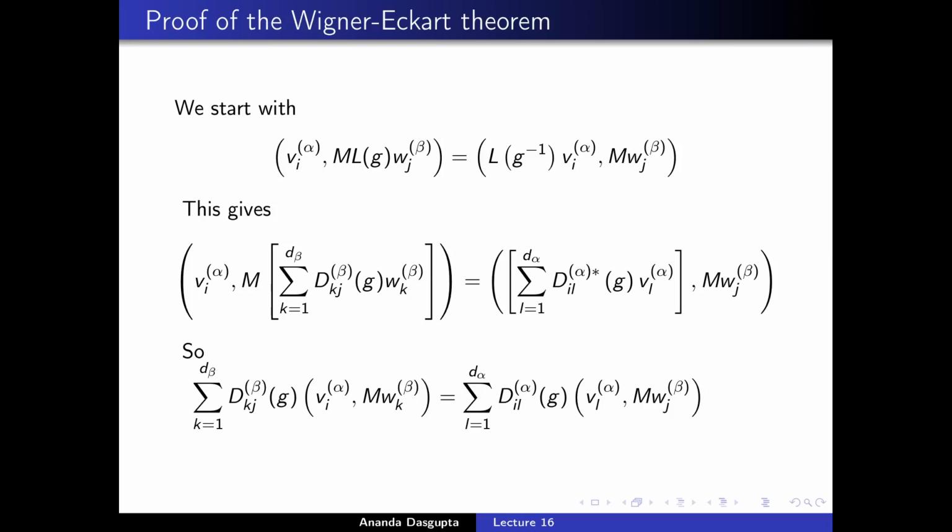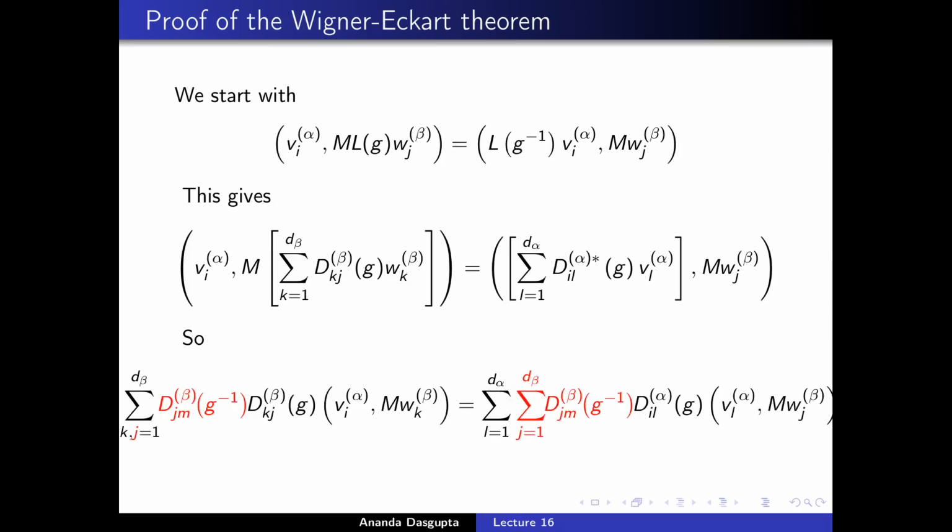On the right hand side, you have a sum over all l running from 1 to d_α of D_il^α(G) times the matrix element between V_l^α and W_j^β of this operator M. At this stage, we have elements of the representation matrix for G on both sides of the equation. We will simplify things a bit by getting rid of them from one of the sides. And for that, all you have to do is multiply both sides by D_jm^β of G inverse, the term which has been written in red, as well as sum up over the free index j on both sides.